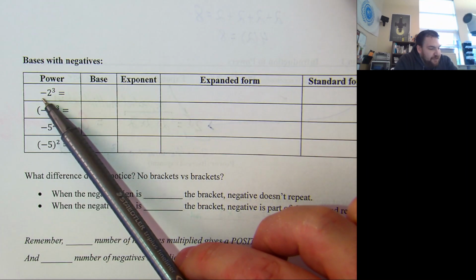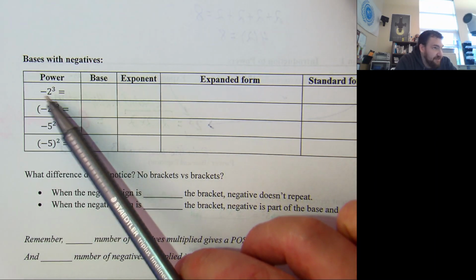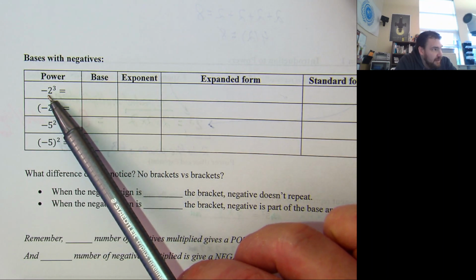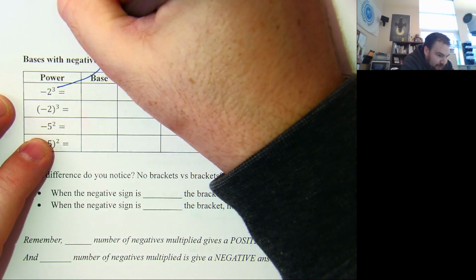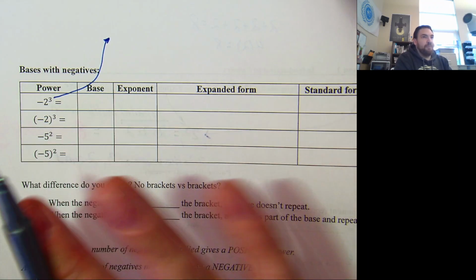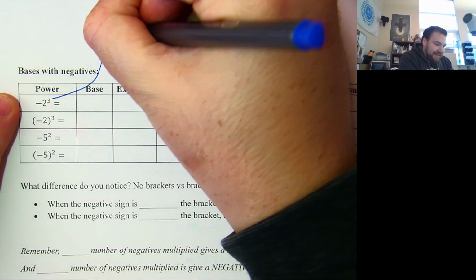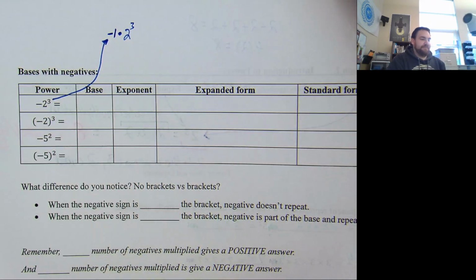This one here, I've got -2 cubed. Now when I've got notation that looks like this, a minus sign out front of a number like this is the same as this. I'm going to draw a little arrow up here, and I want you guys to write with me. When I've got negative and then 2 cubed, there's no brackets. This is how it's written. What this means is I have a -1 times 2 cubed. That's what that means.